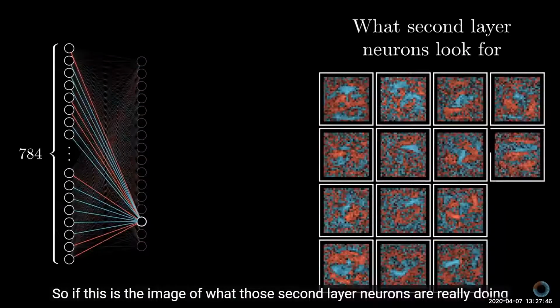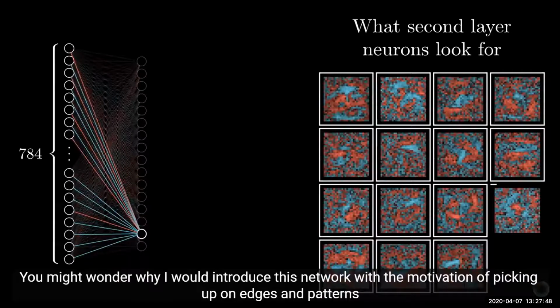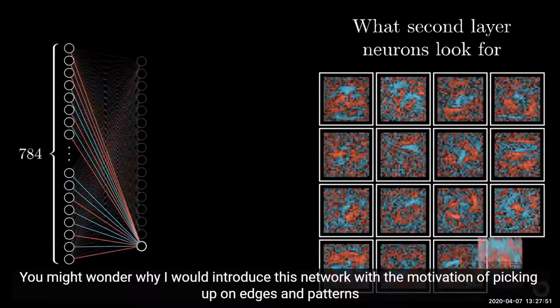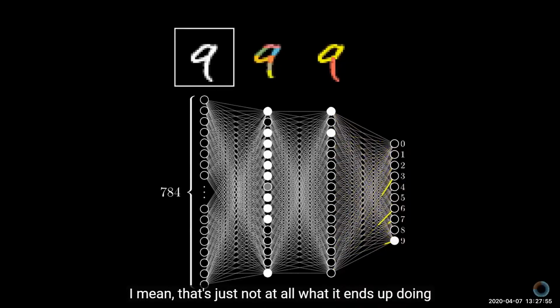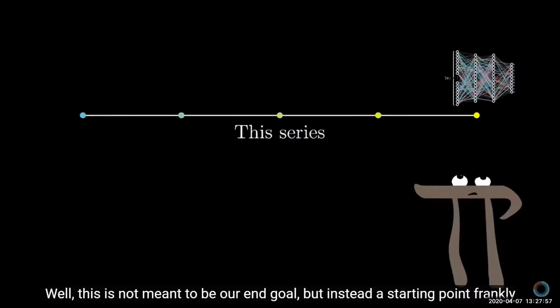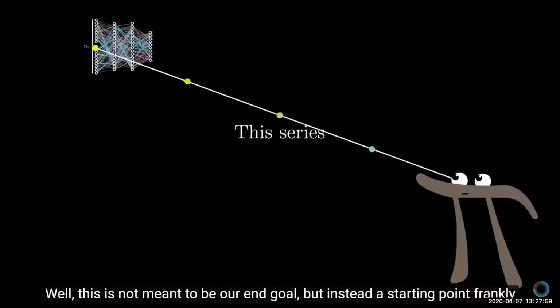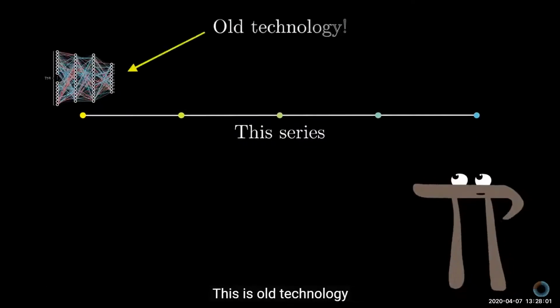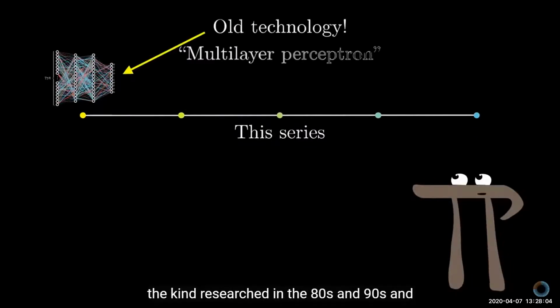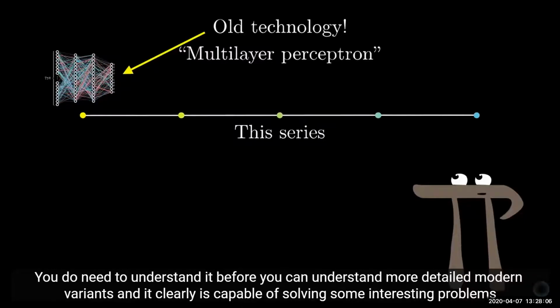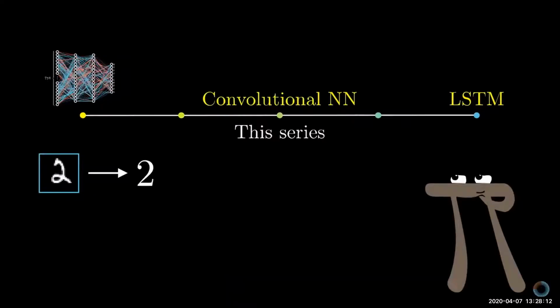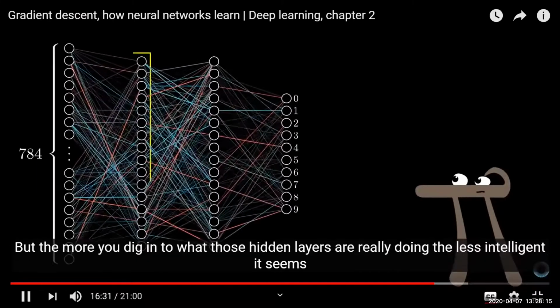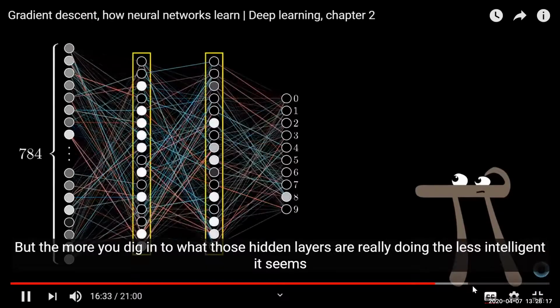So if this is the image of what those second layer neurons are really doing, you might wonder why I would introduce this network with the motivation of picking up on edges and patterns. I mean, that's just not at all what it ends up doing. Well, this is not meant to be our end goal, but instead a starting point. Frankly, this is old technology, the kind researched in the 80s and 90s. And you do need to understand it before you can understand more detailed modern variants, and it clearly is capable of solving some interesting problems. But the more you dig into what those hidden layers are really doing, the less intelligent it seems.